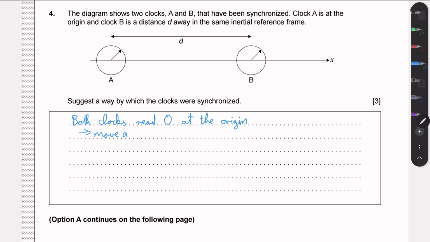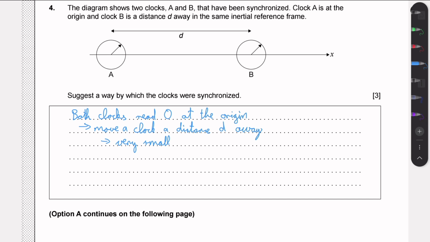So move a clock a distance d away, and the only thing we need to watch out for is that this has to be done at very small velocities, because if we move it quickly, then relativistic effects will come into account, time dilation will occur, and therefore they will not be synchronized anymore. They will not be showing the same time. So we need to do this at very small velocities, so these relativistic effects don't really take place.